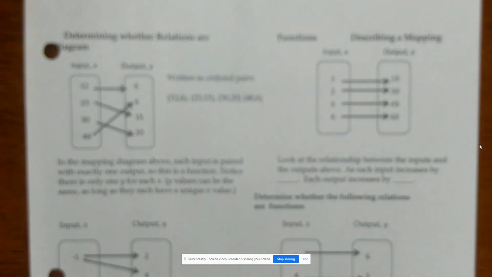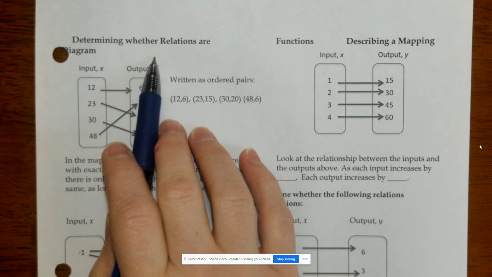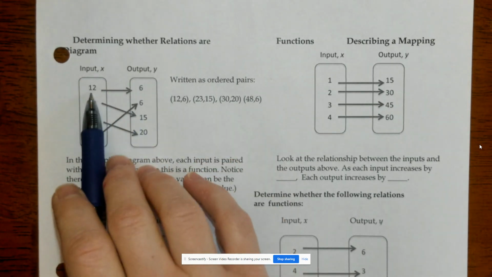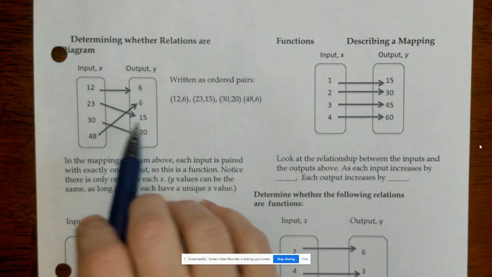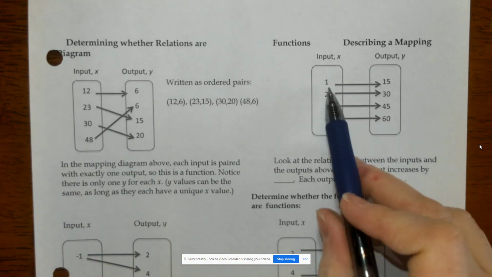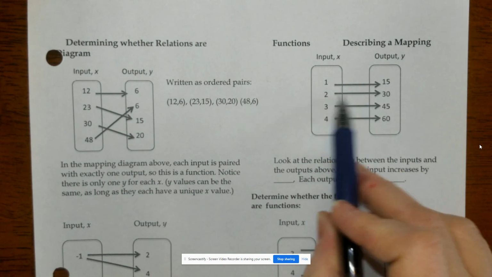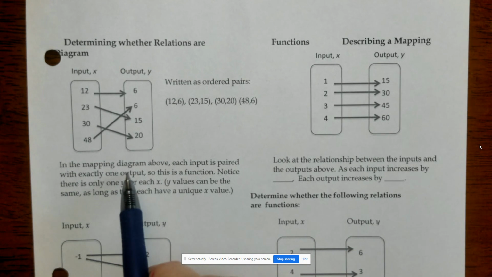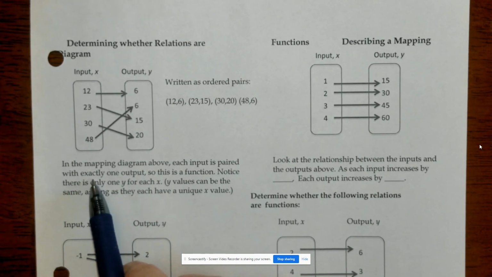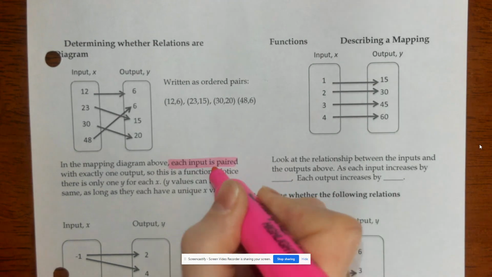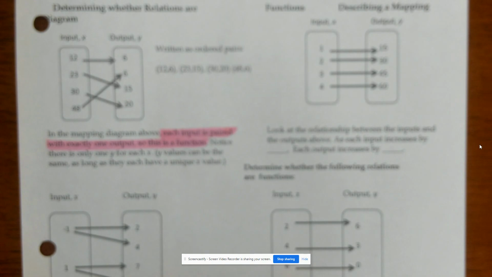So, determining whether relations are functions in the diagram. Input 12, output 6. Input 23, output 15. So this is the one from the front page. This one, 1, output 15. 2, output 30. 3, output 45. 4, output 60. In the mapping diagram above, each input is paired with exactly one output, so this is a function. That is the key to figuring out whether or not something is a function.